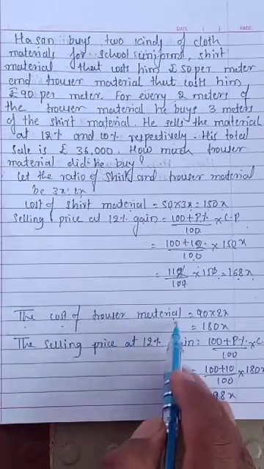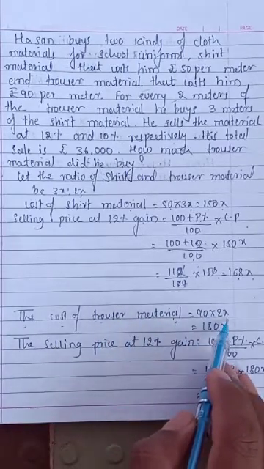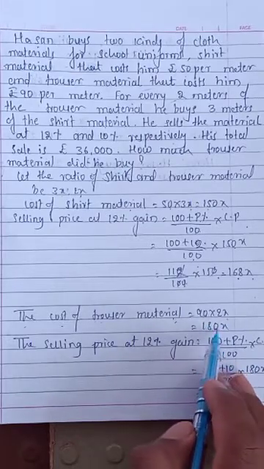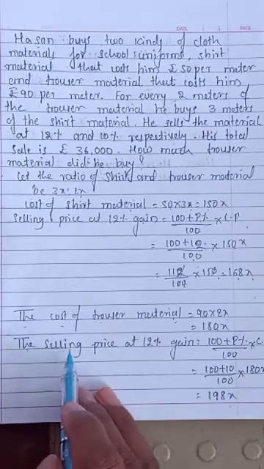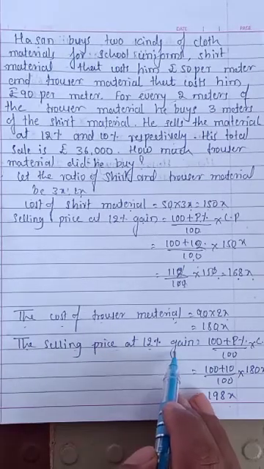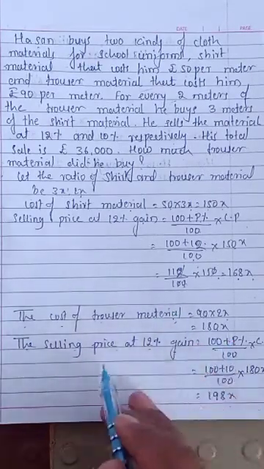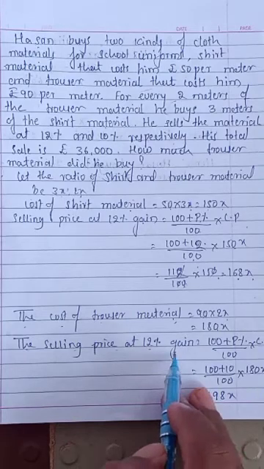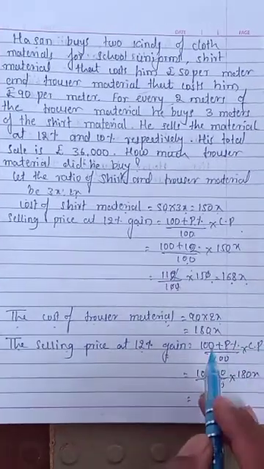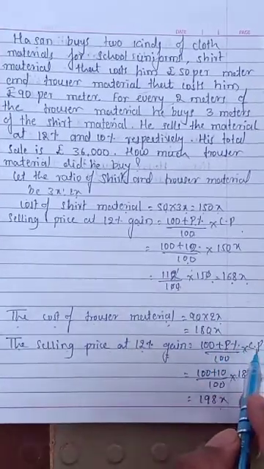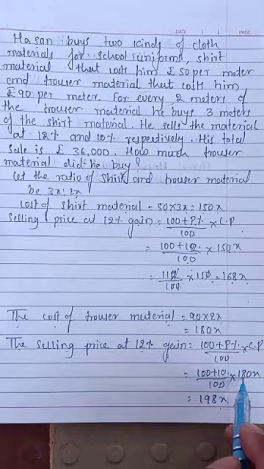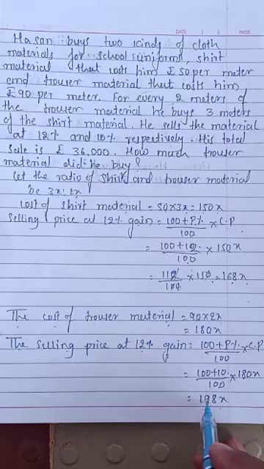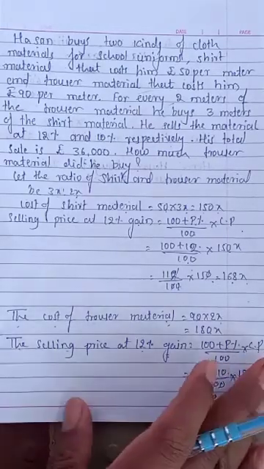Next, let the cost of trouser material. What is the trouser material? 90 rupees is there. What is the ratio? 2x. So 90 times 2 is 180x. Next, what is the profit? The selling price of 12% profit in shirt material, 10% profit in trouser material. That's why 100 plus profit into cost price. 100 plus 10 divided by 100 into 180x. So how much will we get? 198x. Next.